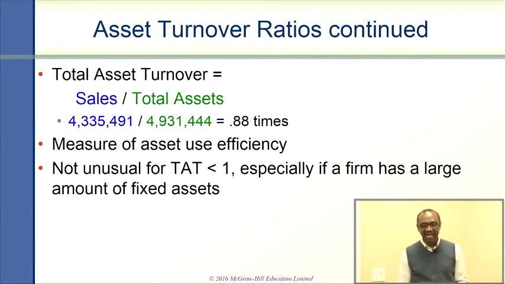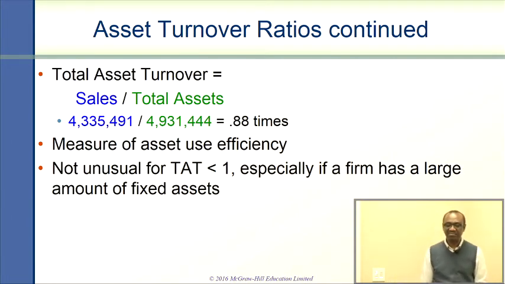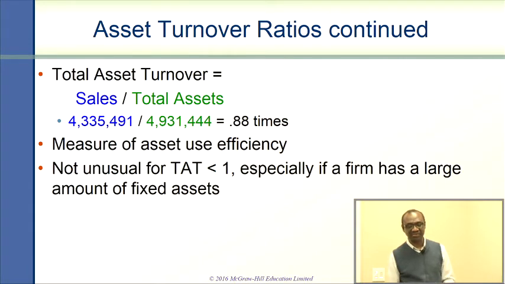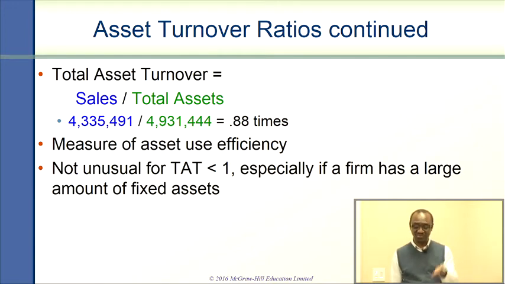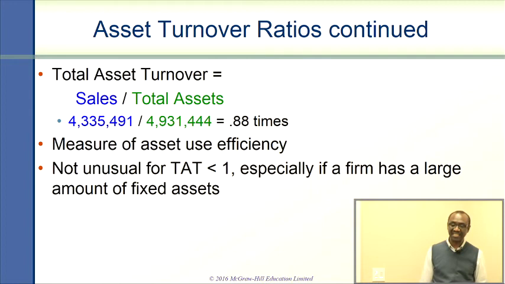We also look at the total asset turnover. So here we look at 0.88 times, a measure of efficiency. It's unusual for the total asset turnover to be less than one, especially if a firm has a large amount of fixed assets. This explains the reason why we have 0.88 times.